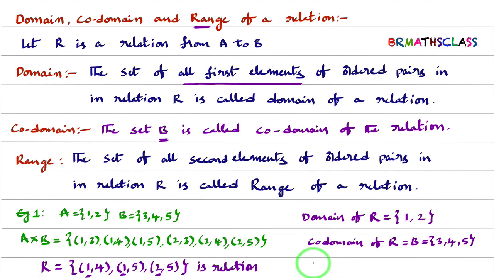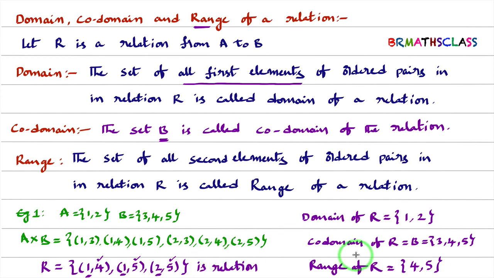Now, let's calculate the range of relation R. As per the definition, the range is the set of all second elements of ordered pairs in the relation R. So here, what are the second elements we have? 4, 5, 5. 5 is repeated, but we already wrote 5. So we calculated the domain, codomain, and range of this relation.